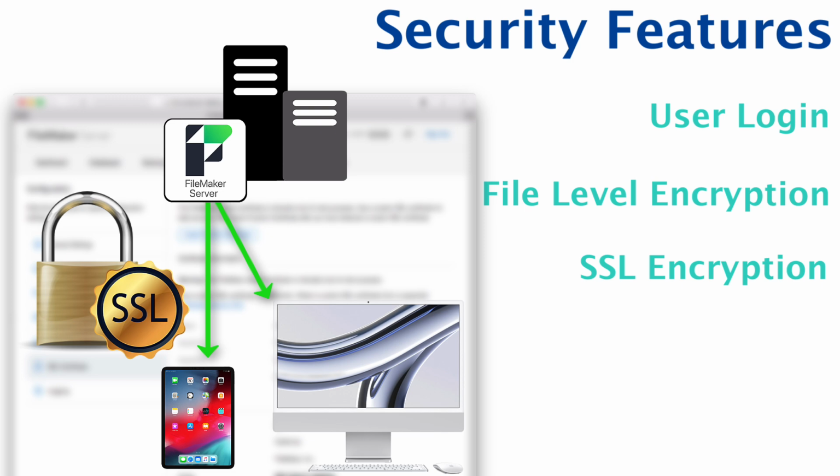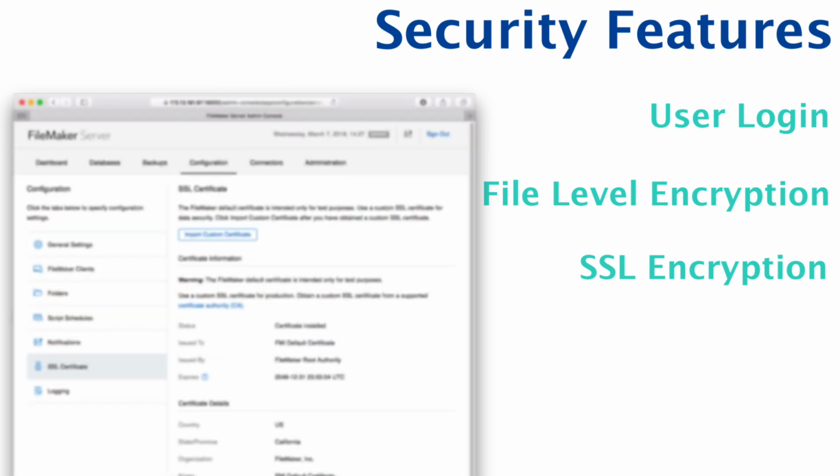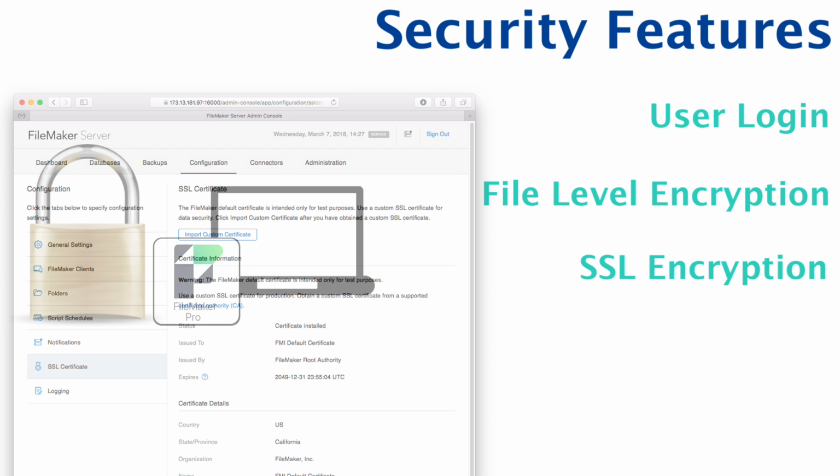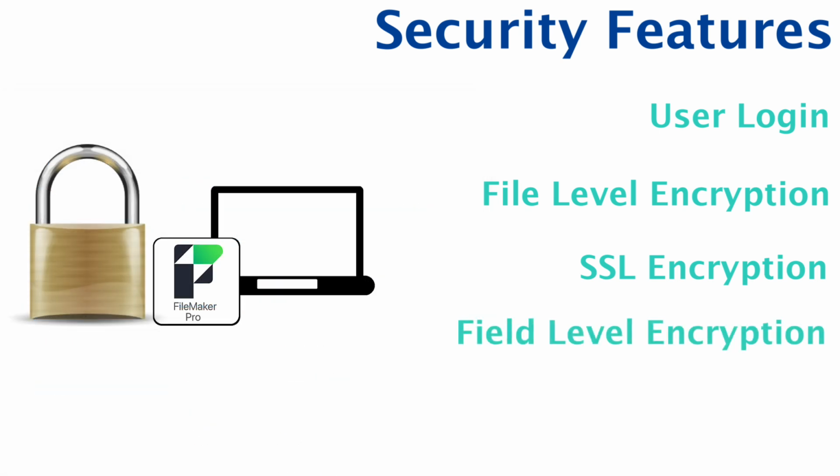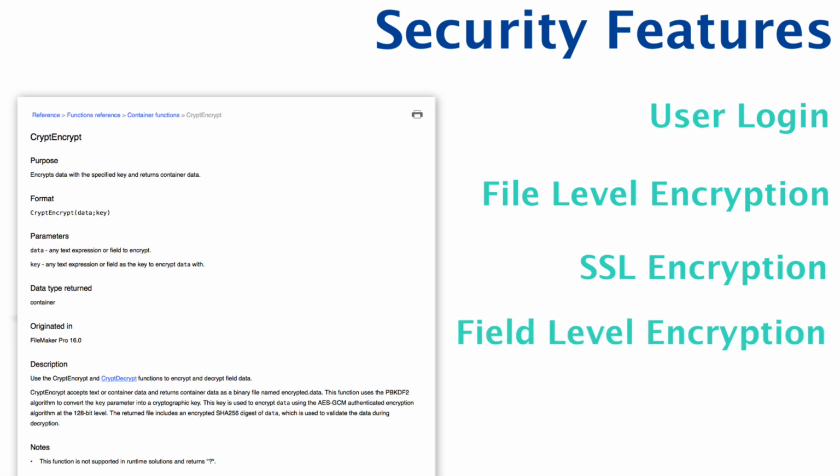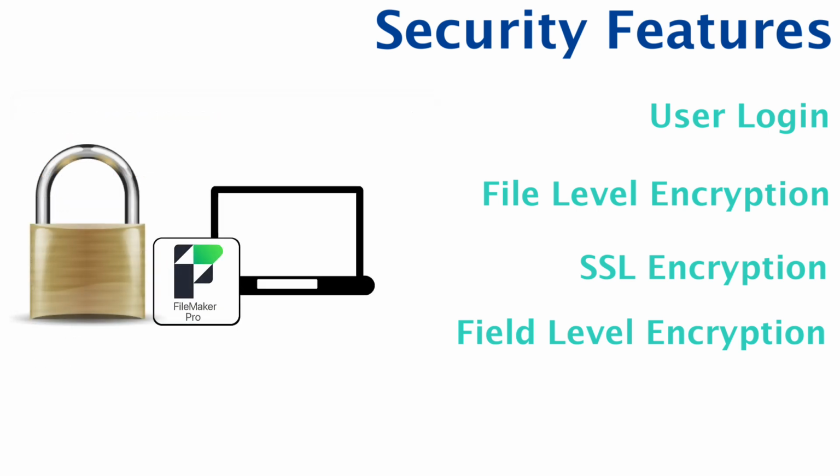So a lot of you have heard of SSL encryption or an SSL certificate. There's also field level encryption, where individual fields can actually have their own encrypted content, different than the rest of the file and different from any other field. So there are a number of different levels of encryption within the FileMaker platform.